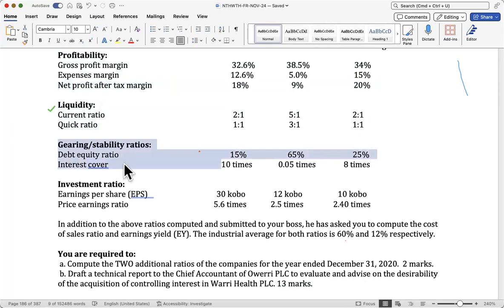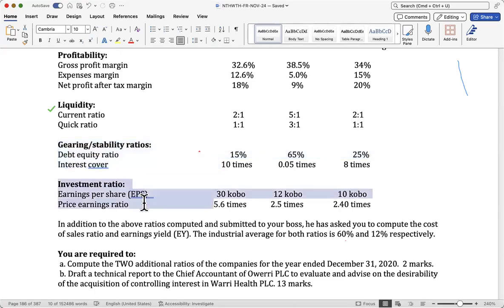However, this company is exposed to a high level of debt in its capital structure, and it doesn't have sufficient profit to cover the interest, which is risky. And also, its earnings are good. So I would advise, you can advise, it depends on you.